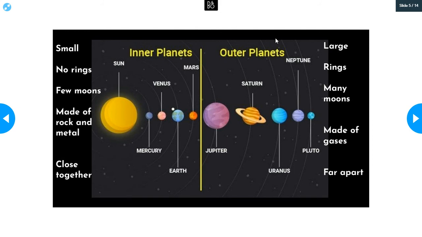Then when we talk about our outer planets, they are very, very large. They have a lot of rings typically, especially Saturn, and some of the other planets have rings, not as visible though. They have many moons, and they're made up of gases, and they're very, very far apart.